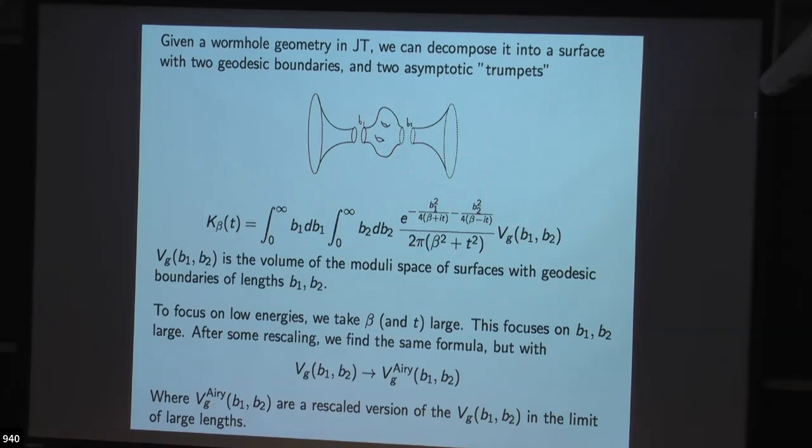So to get this Airy model with the square root of E density of states, we want to take beta large. In doing that, we scale beta to be very large. We focus on b's which are very large. So roughly, in this limit where we take beta to be large and do some rescaling, we find that the K beta for the Airy model is the same integral here, with these asymptotic regions, but now we have a modified volume of moduli space, which is just the limit of the ordinary volumes, where the b's are taken to be infinitely long. So we're studying basically surfaces where the boundary lengths are very long.